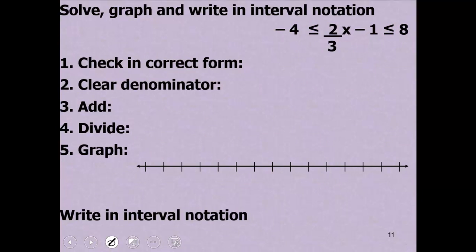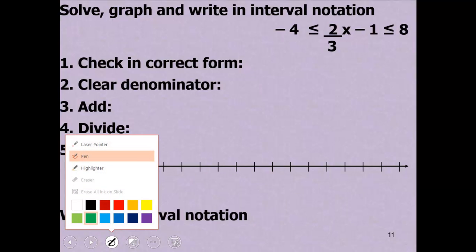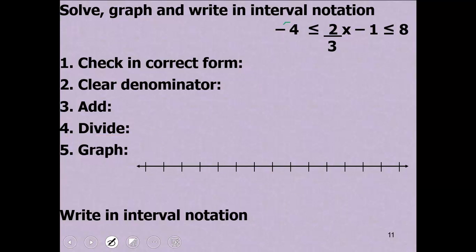Again, check to see if it's in the correct form. -4 is smaller than +8. So -4, 8, smaller to the left, larger to the right. Both my symbols are pointing to the left. I'm good to go. So now I'm going to clear my denominator just because it's easier. Life is easier when you do that. You don't have to do it this way, but it is, to me, easier.